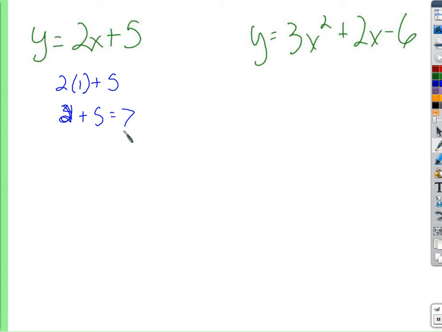You substituted 1 for x and did the order of operations to get the function. And what was the last thing you said? To get what? The function. To get the output of the function? Yeah. Okay, so we put in 1, we got out 7.